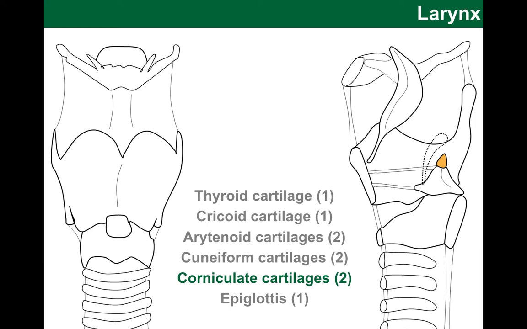Now, let's look at the corniculates. And again, two of those, both on top of each arytenoid.